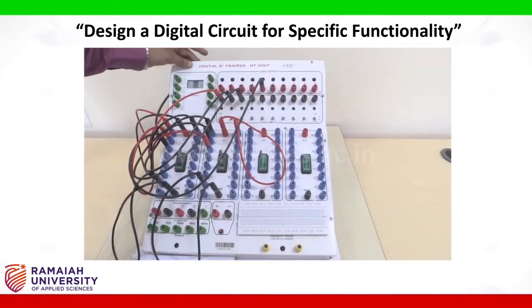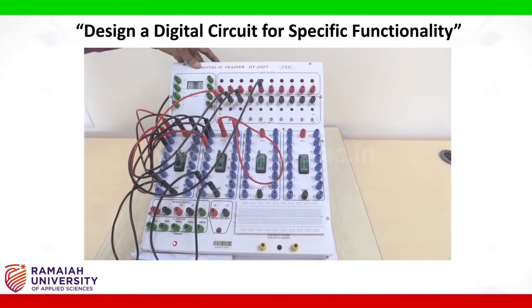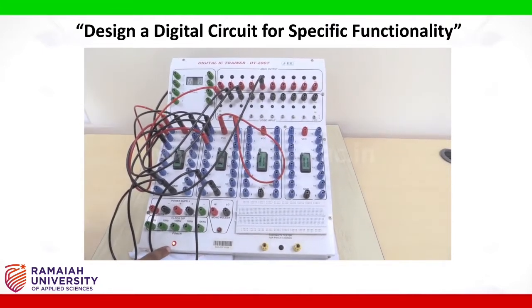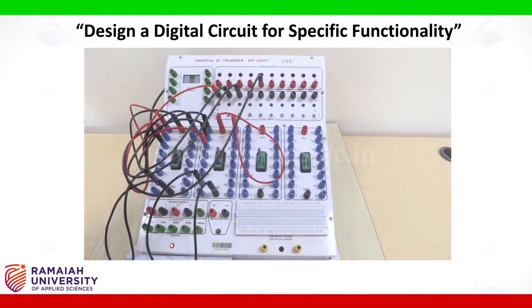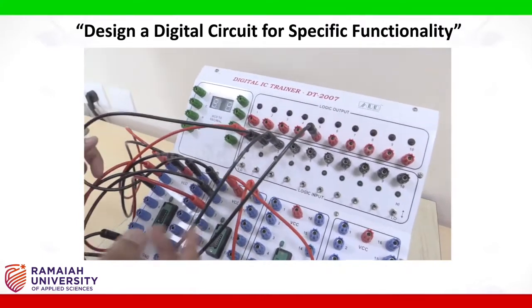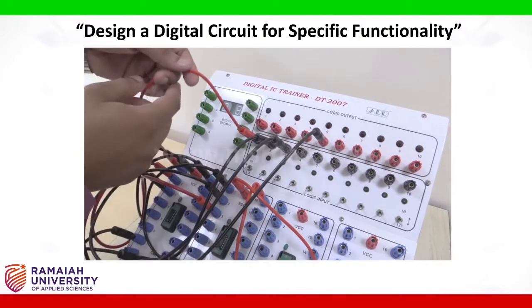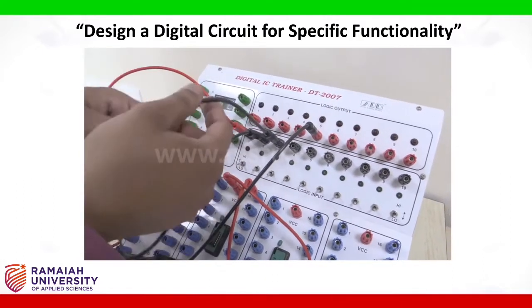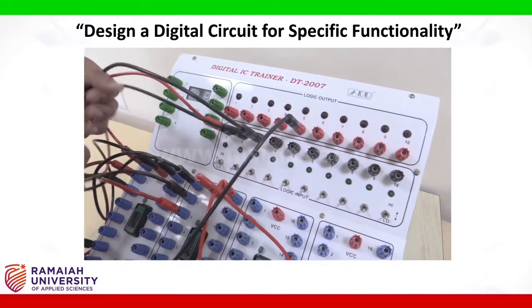Now we will turn on the power supply to the digital IC trainer kit. So the LED bulb is on, so that means it is powered up. Now based on the truth table given, we will verify the logic circuit. So there are 3 inputs, B, C and D, and 1 output. Now I will try to change the input combination.